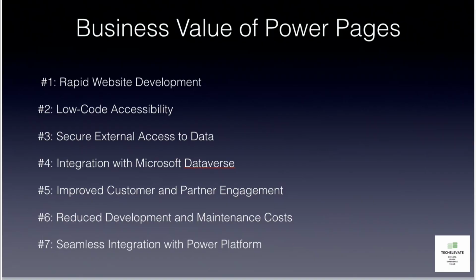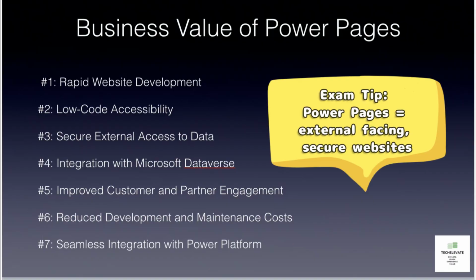Business value number three, secure external access to data. Power Pages allows organizations to securely expose business data to external users. Security features include authentication, authorization, role-based access, and integration with identity providers. This ensures external users only see permitted data. Sensitive information remains protected. Exam tip: Power Pages is the Power Platform tool for external facing secure websites.